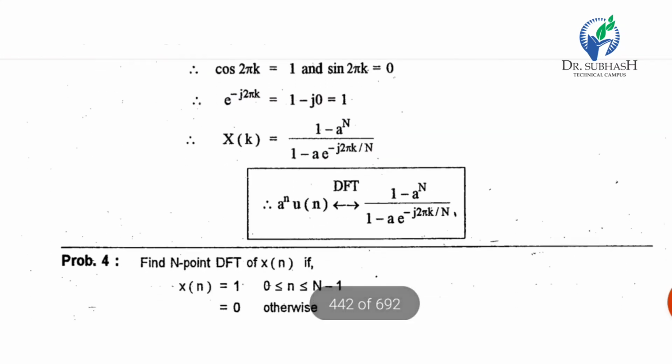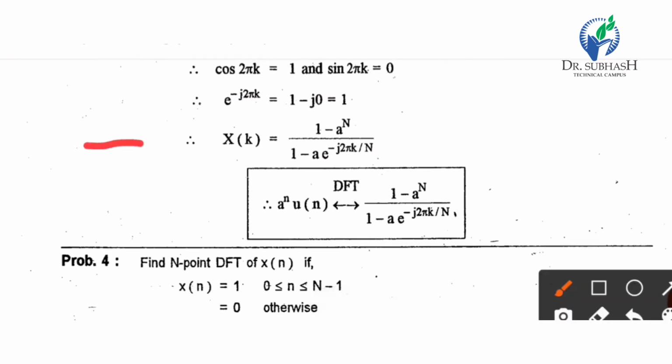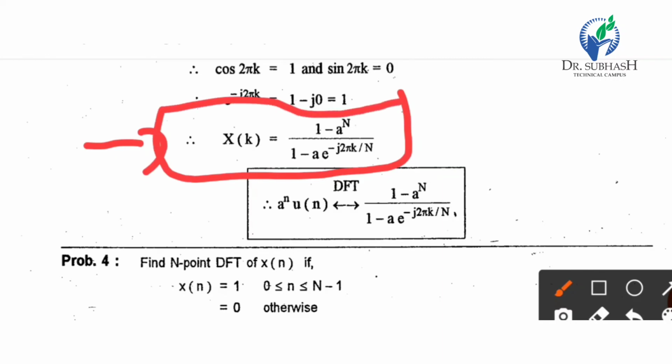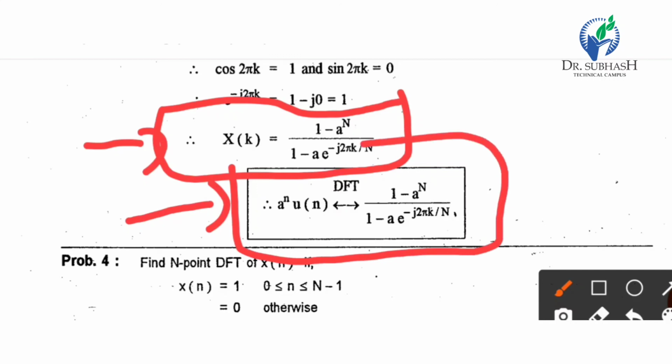So now x of k equal to 1 minus a raised to N upon 1 minus a e raised to minus j2 pi k upon N. So for the exponential signal a raised to n u of n, the DFT is 1 minus a raised to N upon 1 minus a e raised to minus j2 pi k upon capital N.